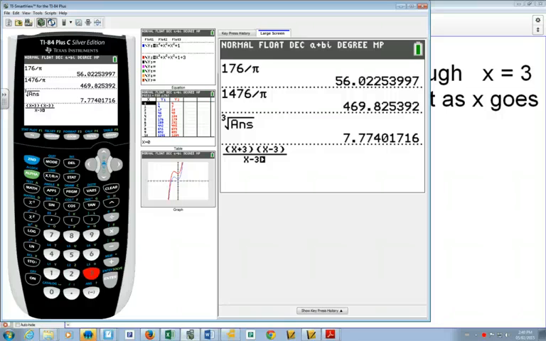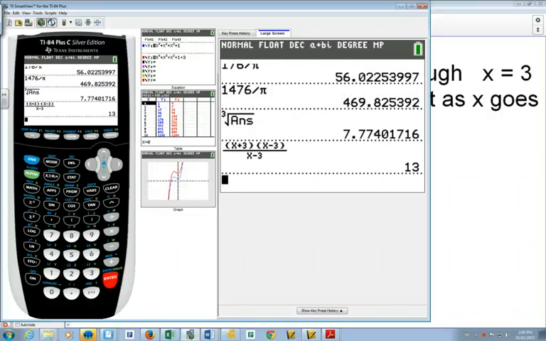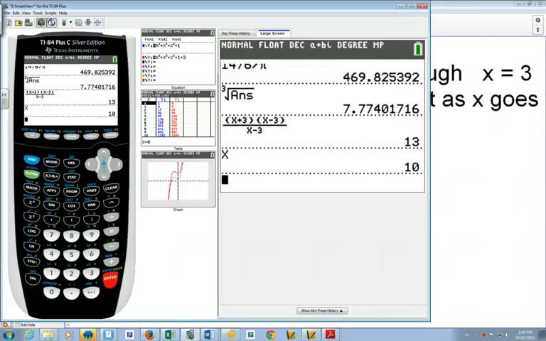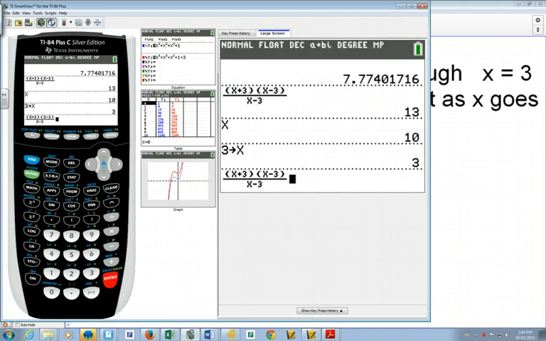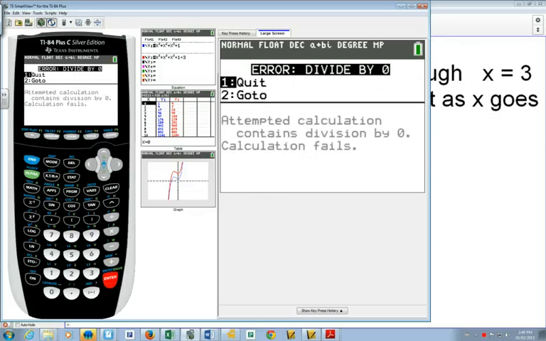I have some value stored in for x. When I push enter, it's going to give me a number. I don't know what value. According to my calculator, x is 10 right now. Okay? We want to find the limit as x gets close to 3. If I set x as 3, so if I say 3 and I store that as x, and I go back up to this and push enter again, I'm going to get a problem. Even my calculator knows that that's bad. Division by 0, calculation fails. Okay, we're going to quit.